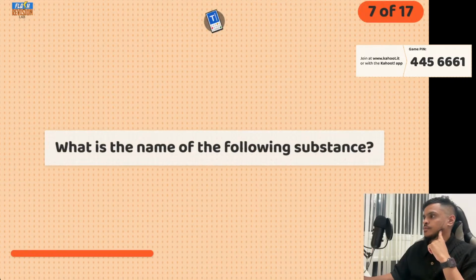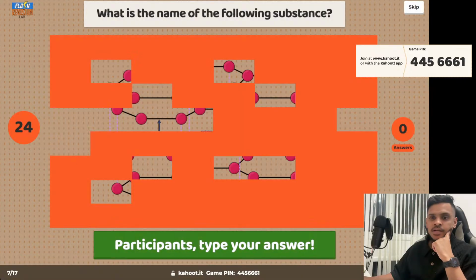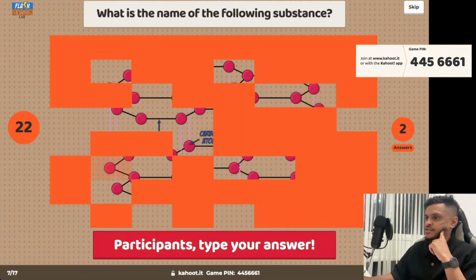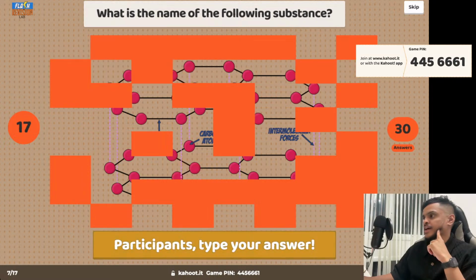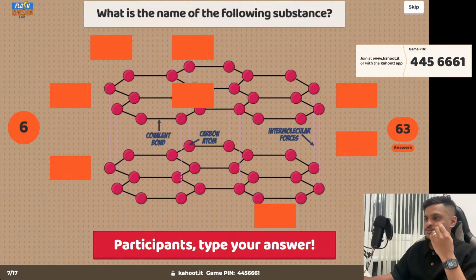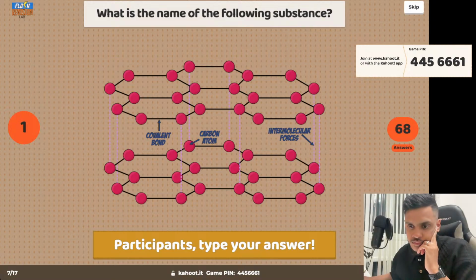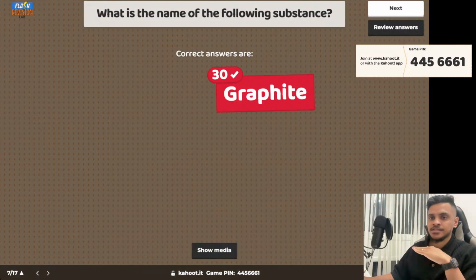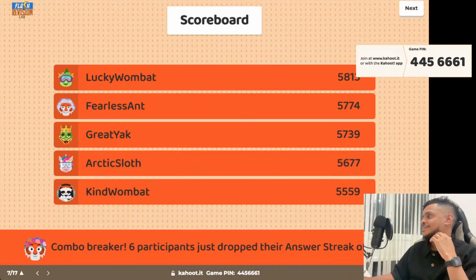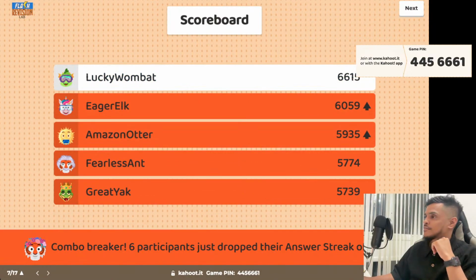What is the name of the following? Slowly revealing itself. What is this? Type it if you know what it is. Be careful. I'm seeing the mistake. Many layers. Graphene is only 1 layer. Okay. 30 of you got that right. Well done to the 30 of you who got it right. Graphene is 1 layer, graphite is multiple layers. Eager Elk and Amazon Otter Justin.